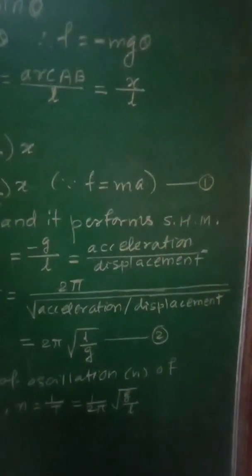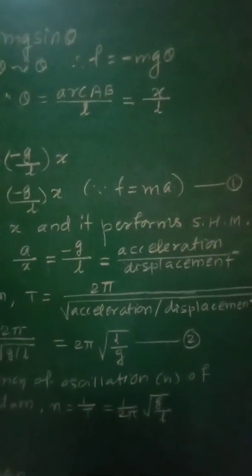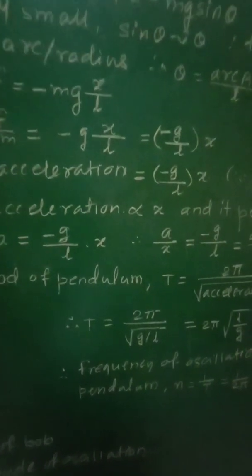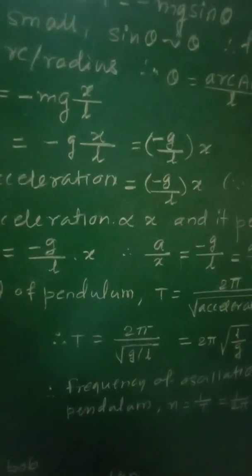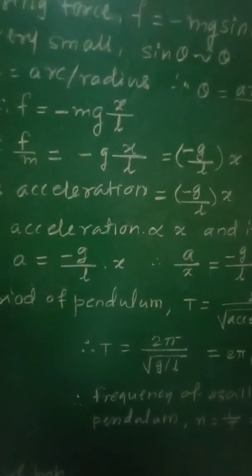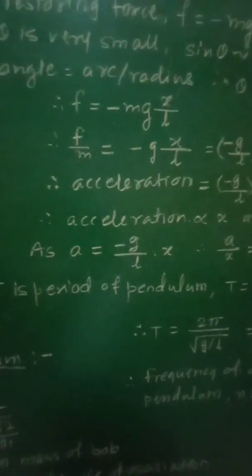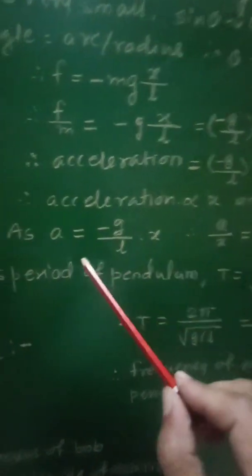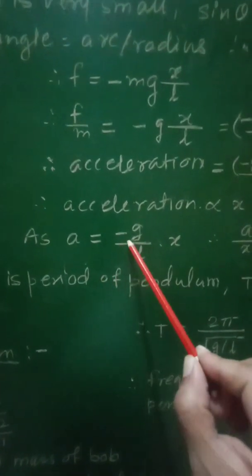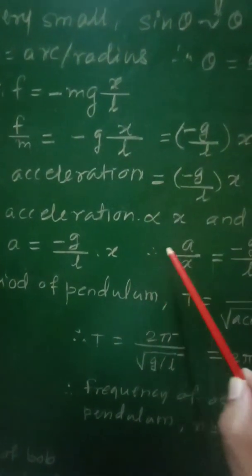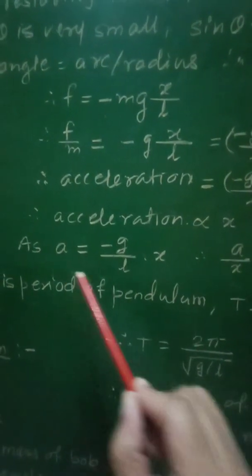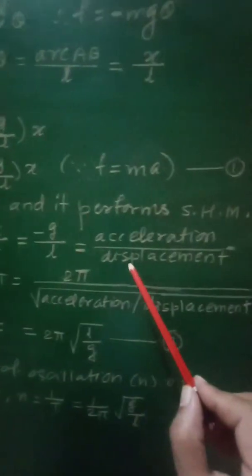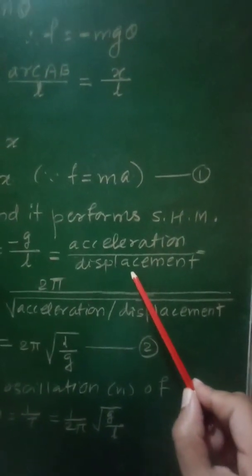So SHM will be performed by that simple pendulum. Hence, as acceleration is directly proportional to displacement from the mean position and it is oppositely directed to that of the displacement from mean position, therefore simple pendulum performs linear SHM. Now, as acceleration a equals minus g by L into x, we can write a by x, that is acceleration per unit displacement, will be equal to minus g by L, which represents acceleration per unit displacement.